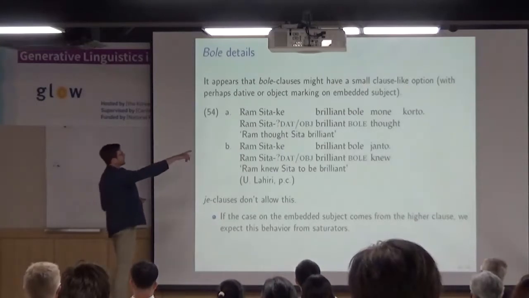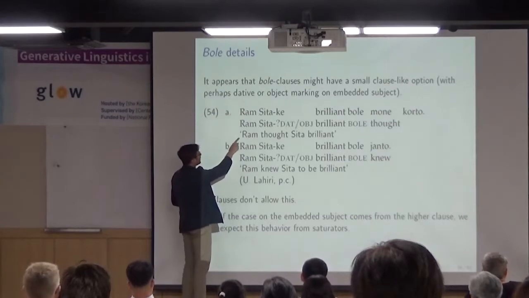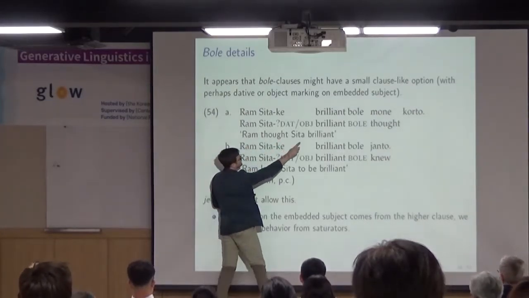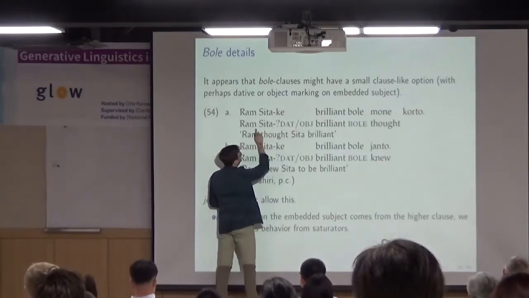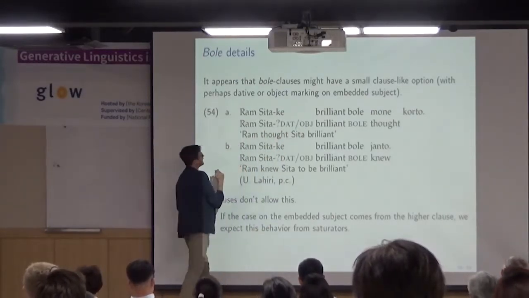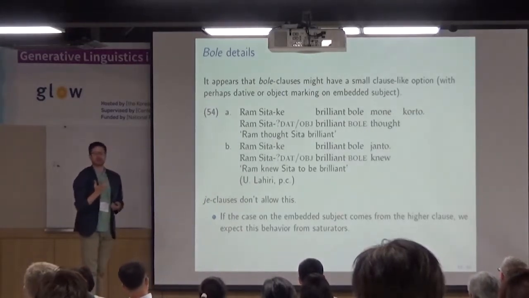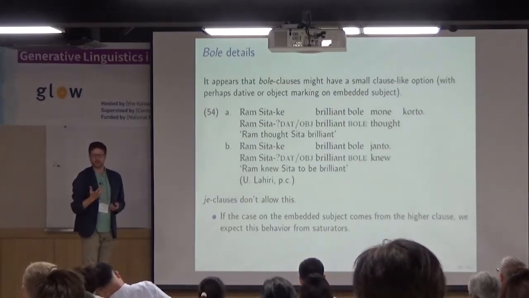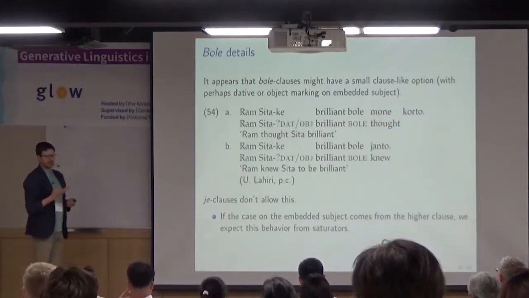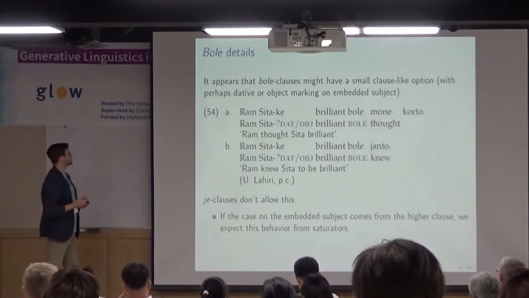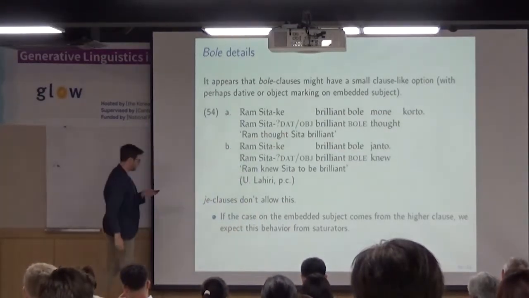Bole clauses also don't have to embed a finite clause. So here's an example where the bole clause looks like it's introducing a predicate here, brilliant, and the argument of this predicate is either in some type of object case or perhaps dative. But this looks more like a small clause than a big old finite clause is all I'm saying here. I'm not saying anything fancy, it just looks like a small clause, or at least a clause where the argument of brilliant is case licensed in a way from higher up.